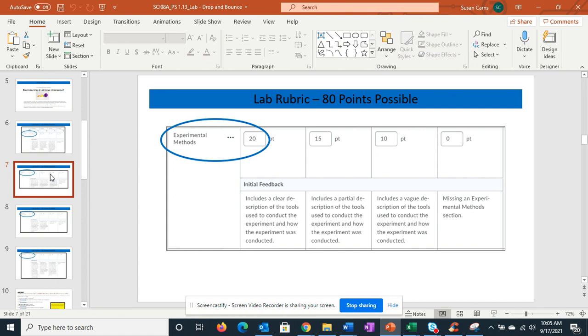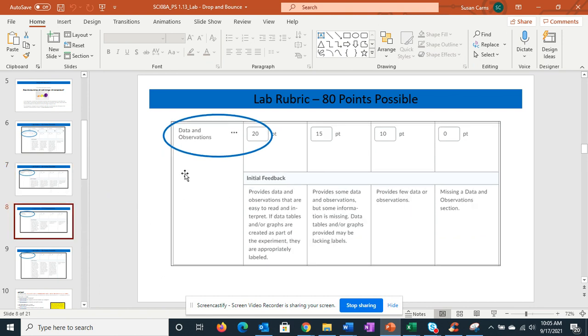Part 2 of the rubric is experimental methods. This includes a clear description of the tools used to conduct the experiment and how the experiment was conducted. So the tools and the procedure. Now remember, all this is online, but you're still using a ruler, you're still using all the tools, and the procedure needs to be explained as well.